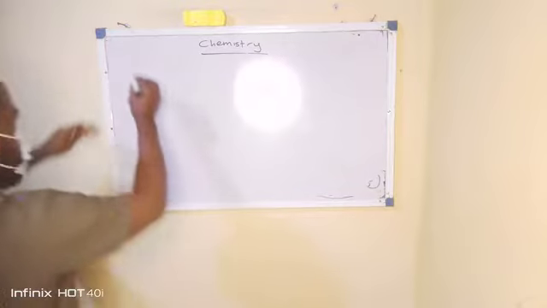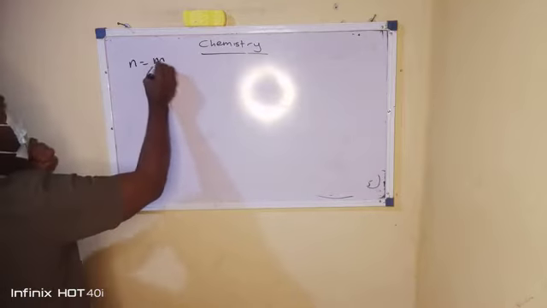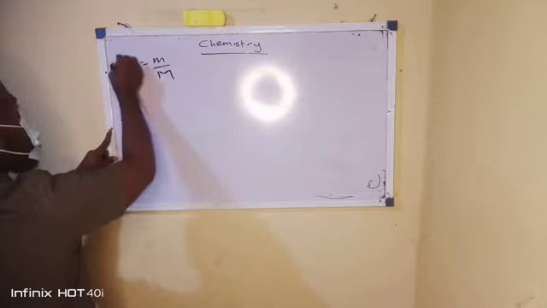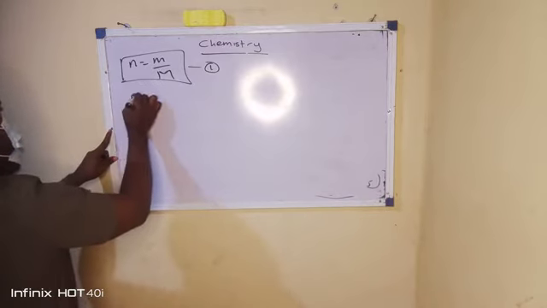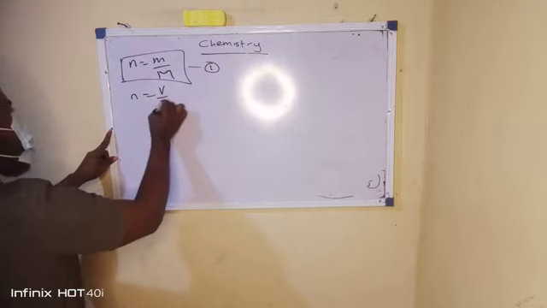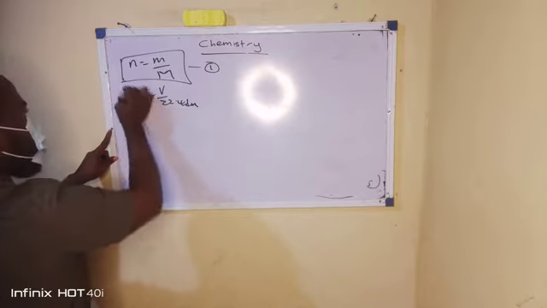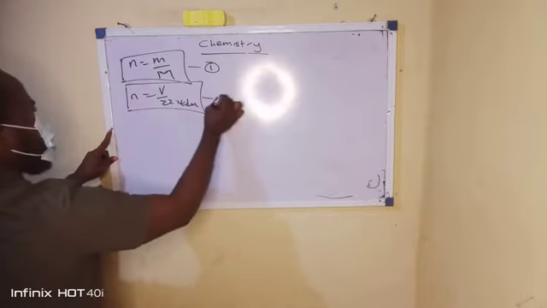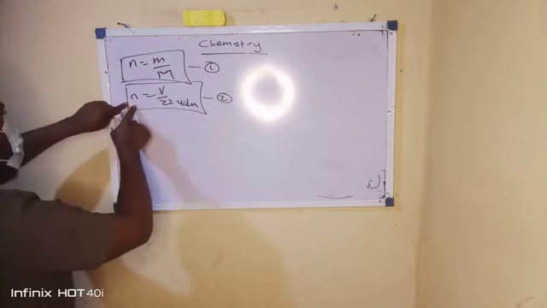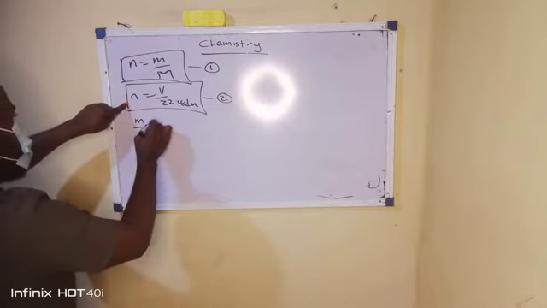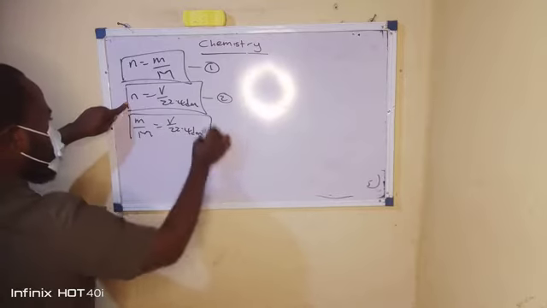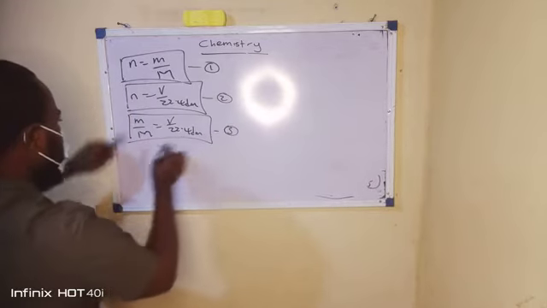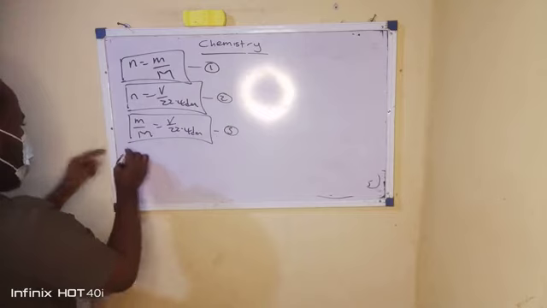Now, quickly, the first formula is N is equal to what? Mass over molar mass. That's equation 1. The second formula is N is equal to V over 22.4 dm cube or liters. This is equation 2. Then of course from here we derive the formula that mass over molar mass is equal to V over 22.4 dm cube. Of course, this is equation 3.